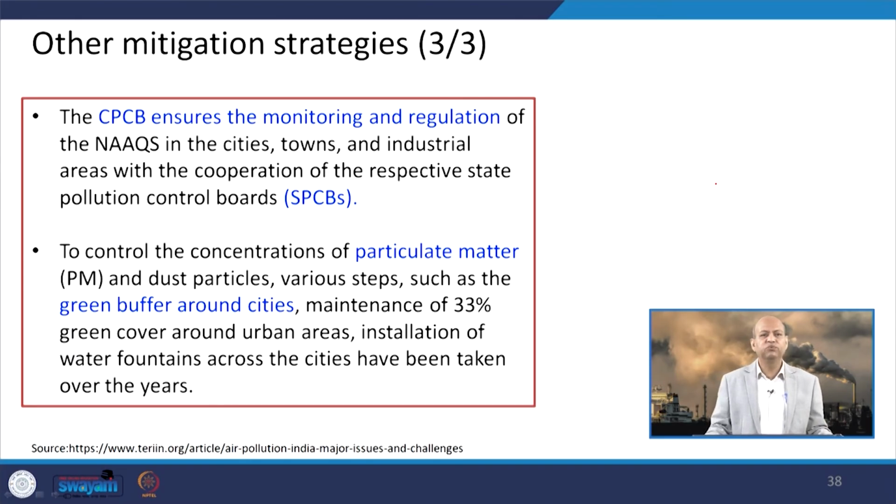Then there are other ways to control the concentrations of particulate matter and dust particles. Various steps are there, like a green buffer around the cities and in and around the industrial zones, and 33% green cover in urban areas. If we can ensure those kinds of things, and we can install water fountains across the cities, but it is very difficult, it needs a lot of resources, etc. So it is better to go for eco-centric developments where we can use trees and greenery as buffer zones between industrial zones and residential zones.